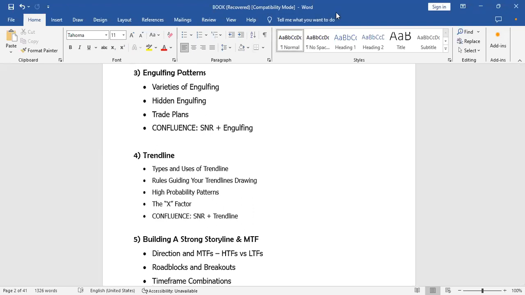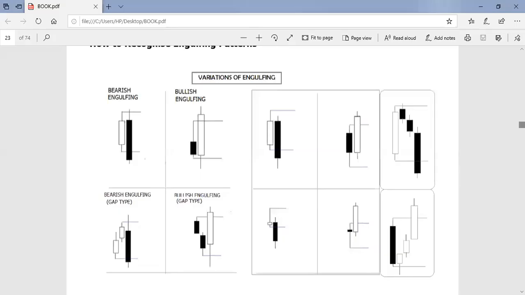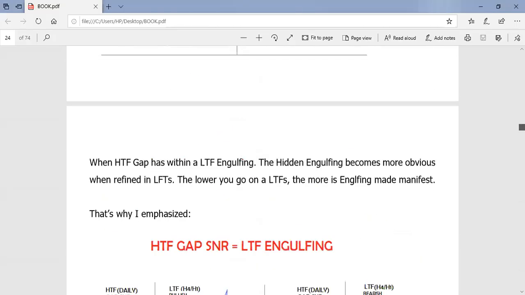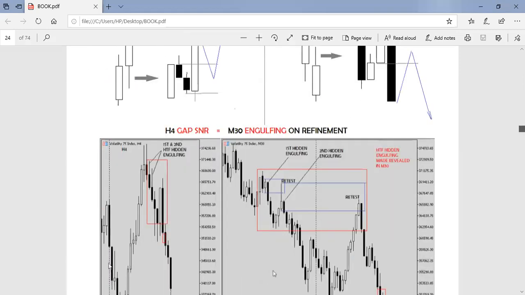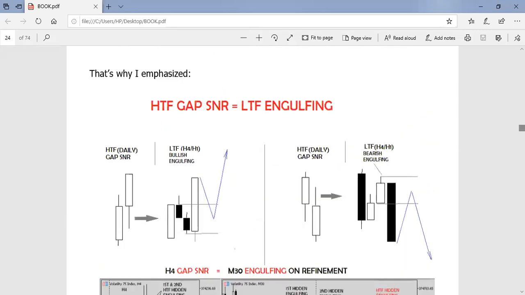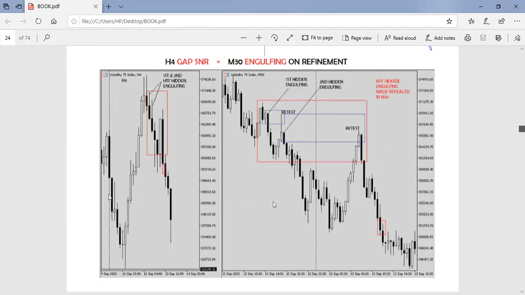I'm able to do justice to that in the manner. So let me see. This is what we refine here. Can you see that we have a gap here? Then when we refine it from 4 hours to 30 minutes, this is what we get.